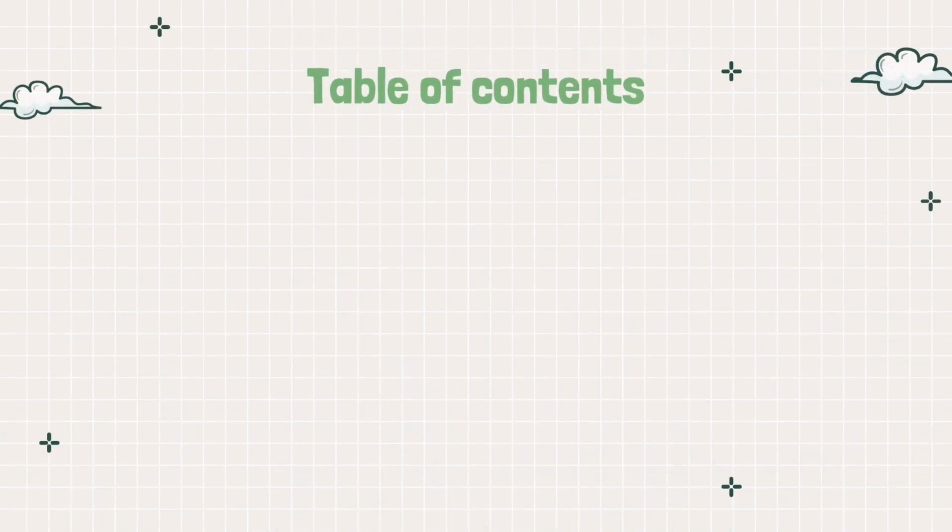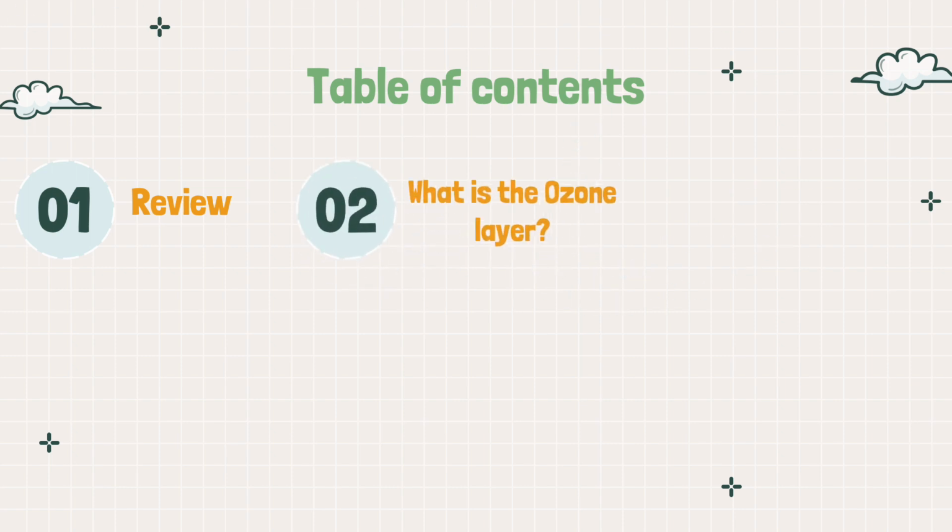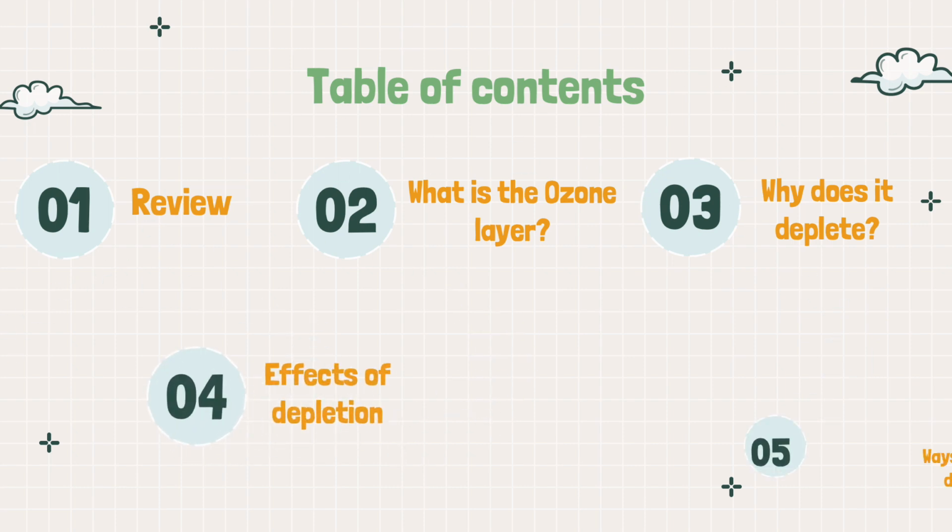Before we begin, let's take a look at where we're going to go. First, we will briefly review the importance of the atmosphere from the previous video. Then we will have a look in detail at the ozone layer, ozone depletion, and ways to reduce depletion of the ozone layer.